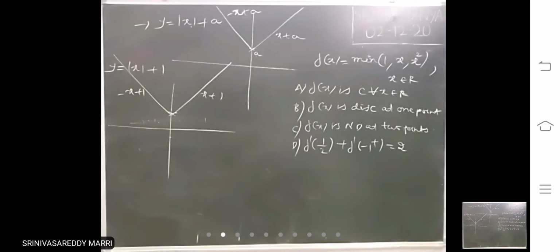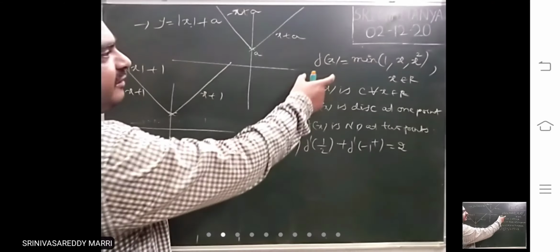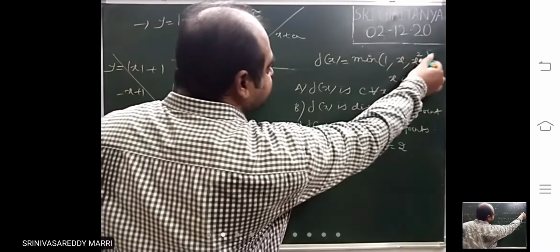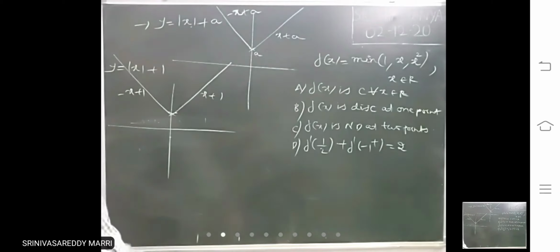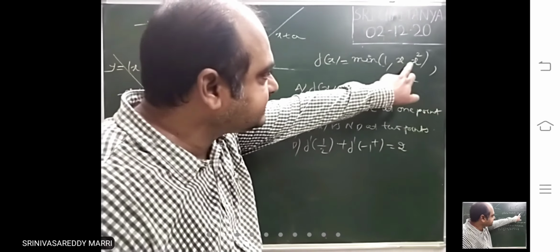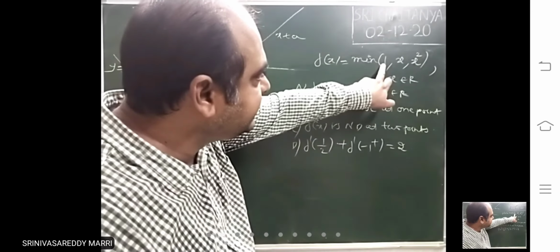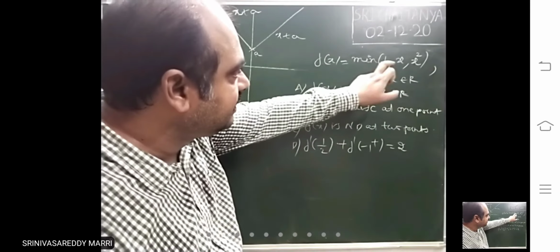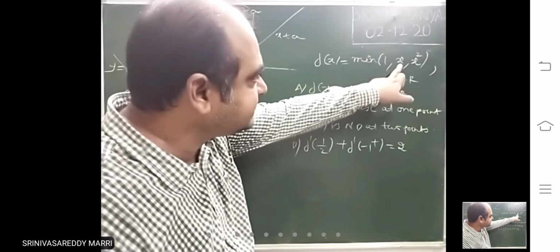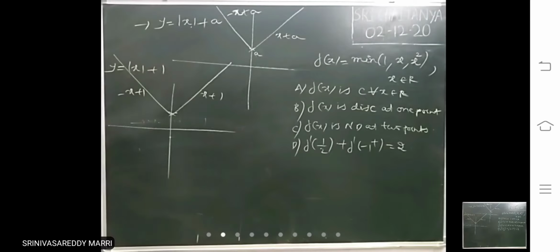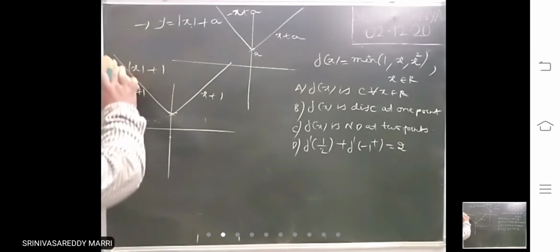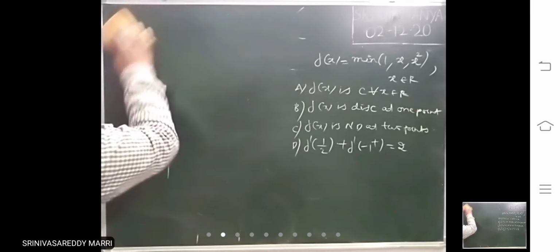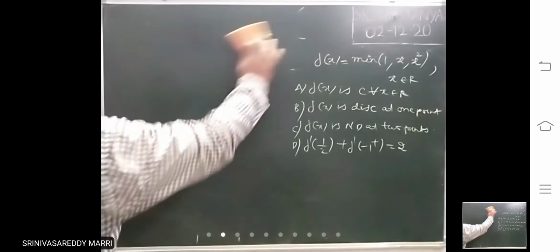So he is telling that f of x is nothing but the minimum of these three: 1, x, x square. Suppose 1 is minimum, f of x is 1. X is minimum, f of x is x. X square is minimum, f of x is x square. So that f of x you can write by using the graph.